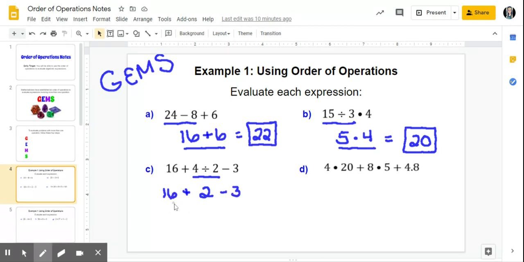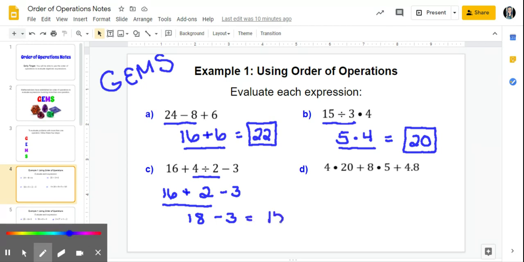I'm going to start over and look for any multiplication or division, which I don't see either, so that step is done. Last step, S, is for subtract or add. First thing I see is 16 plus 2. That gives me 18. Drop down the minus 3. Well, now I could just finish it off. 18 minus 3 gives me a final answer of 15.